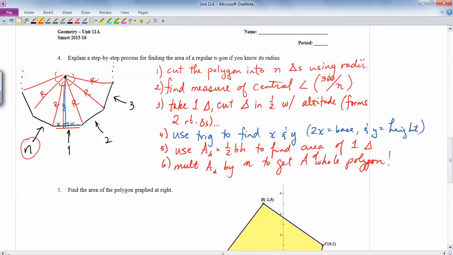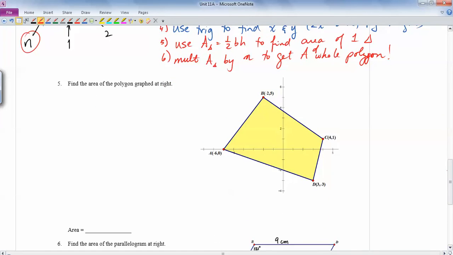And there we go. That's if it's a regular polygon. Okay? Notice in this next problem, it's not a regular polygon. The angles aren't all the same and the sides aren't all the same. But it is on a graph.